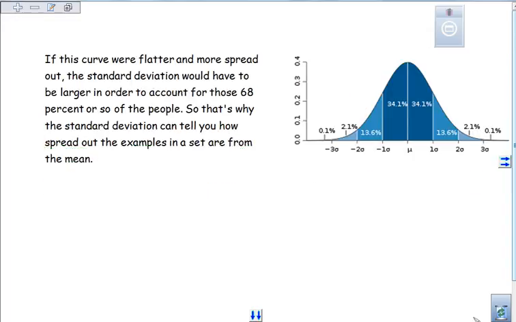If the curve were flattened and more spread out, the standard deviation would have to be larger in order to account for those 68% of the people. So that's why the standard deviation can tell you how spread out examples in a set are from the mean.